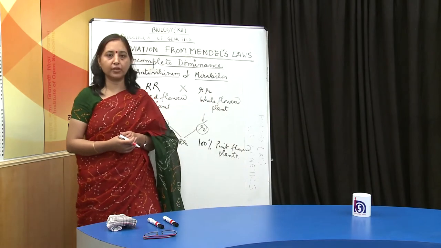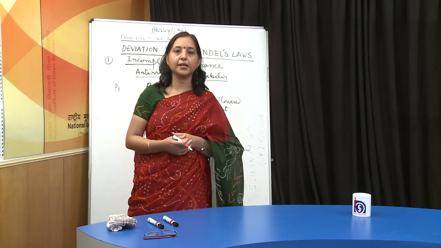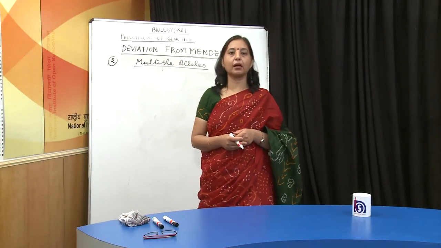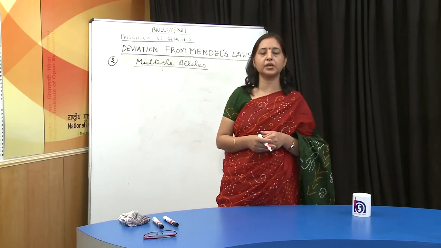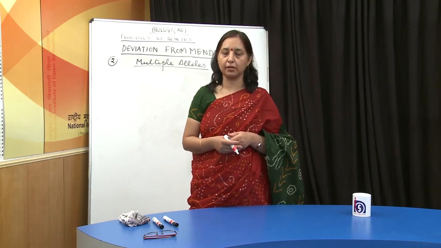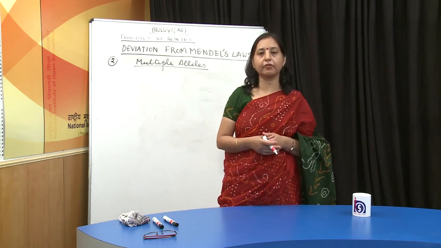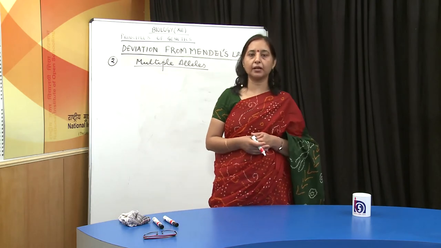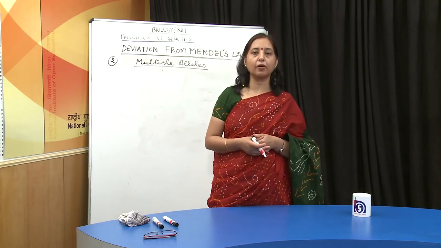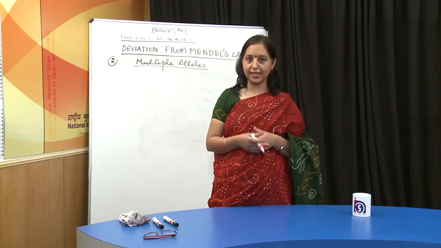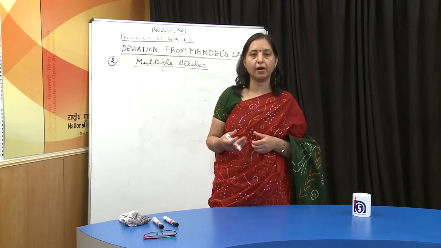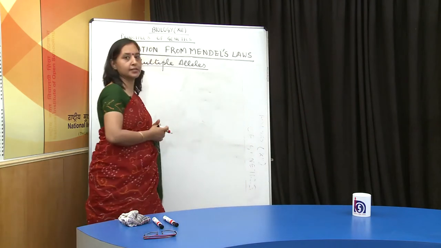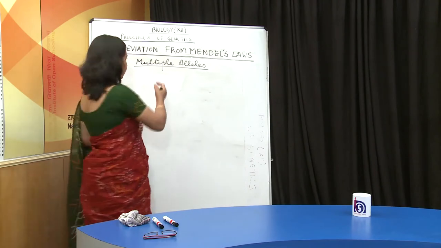There was one more deviation which was observed by scientists, that is multiple alleles. As per Mendel's work, it was told that there are two alternative forms of the same gene. That means there are two alleles of the same gene. For example, for height, it was tallness or dwarfness. Similarly, for the color of the flower, it was red and white. But it was found later on that instead of two alleles, there can be more than two alleles. And it was found in quite a few plants. And the best example is the blood group in human beings.